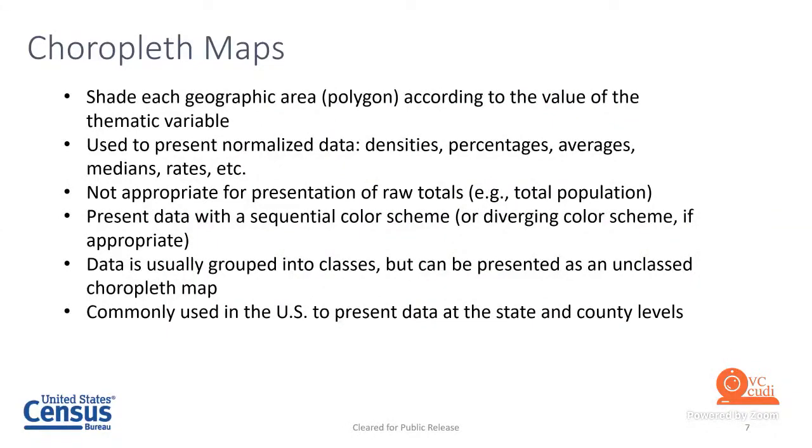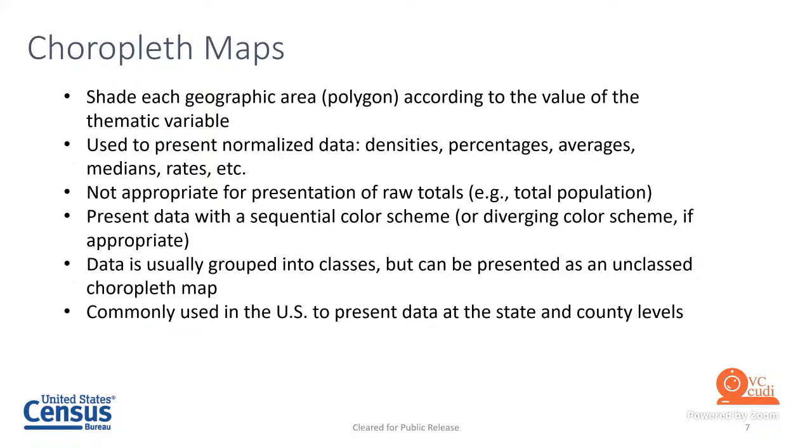The next thematic mapping technique we'll discuss is choropleth mapping. Choropleth maps are some of the most common thematic maps. This is certainly the most common thematic mapping method we use at the Census Bureau. When creating choropleth maps, we shade each geographic area, which is represented by a polygon, based on the value of the thematic variable. And rather than using raw totals such as total population, we use choropleth maps to present normalized data. This could include densities, percentages, averages, medians, rates, and so on.